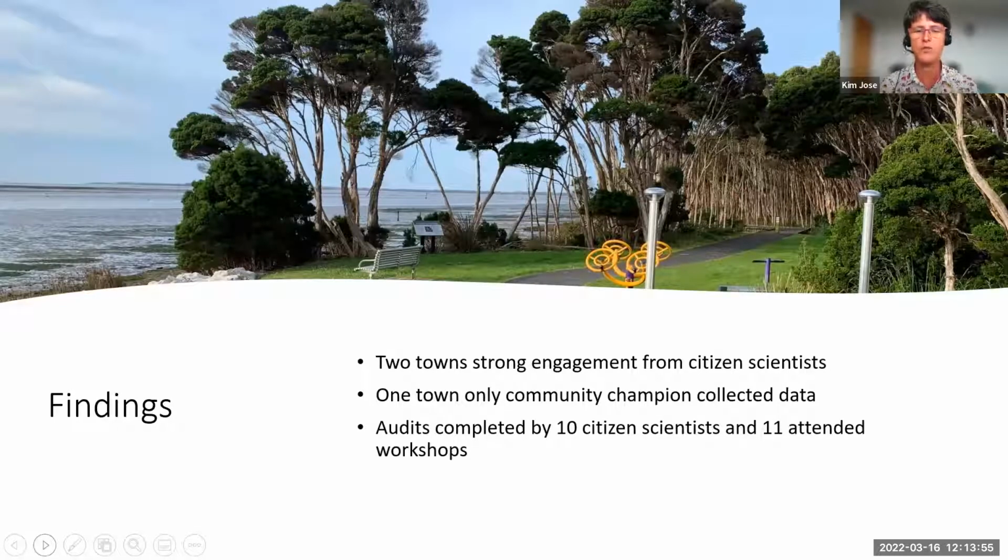So we've got two towns, the larger towns, where we had strong engagement from citizen scientists, but in our smaller town, it was really only the community champion who was able to engage with the project despite multiple attempts and support from the project team to see if they could recruit other community members. And it wasn't a huge study, and obviously we don't have huge towns. So we had 10 citizen scientists who completed audits and then 11 who attended the workshops. And it was possible to do the audits and not attend the workshops, or not do the audits but be involved in the workshops. So we were fairly flexible around that level of involvement.